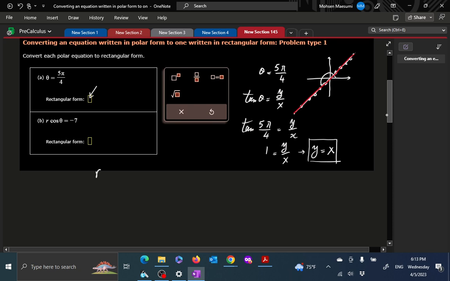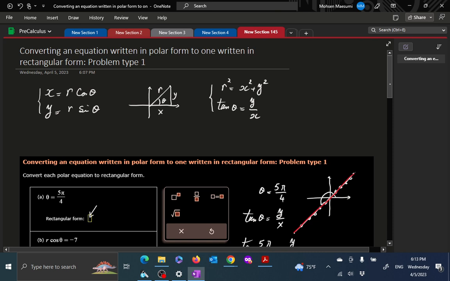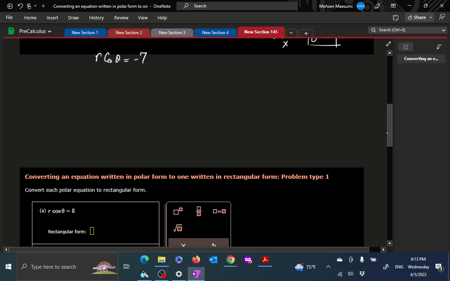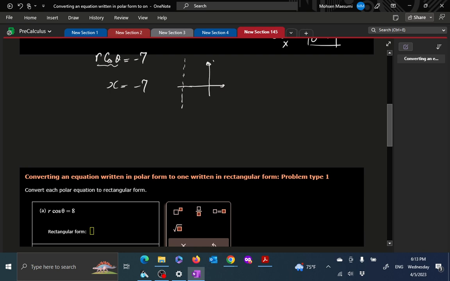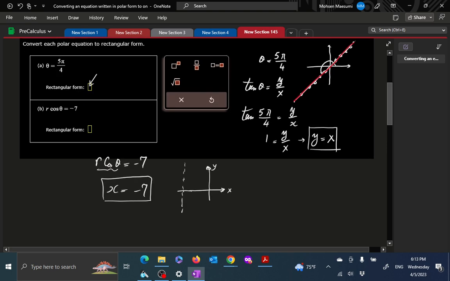How about r cosine theta equal to minus 7? So what was r cosine? R cosine is just x. And our translation is very simple. This is just x. x is equal to minus 7. Which is an equation of a line that goes vertically at the point minus 7. And that is what is being represented by this equation. So our final answer is x equal to minus 7.